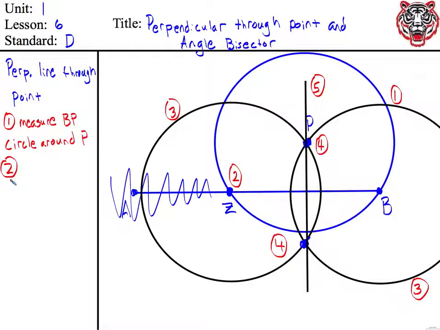So step 2. What was step 2? Make a circle around P. When the lines intersect, you get C. Yeah, so the intersection is Z. I agree. Intersection is Z. What was step 3?